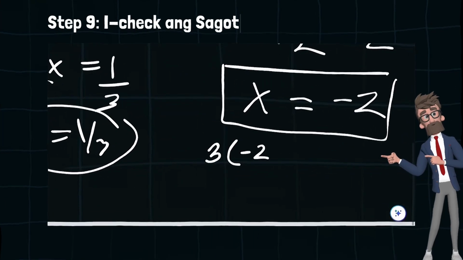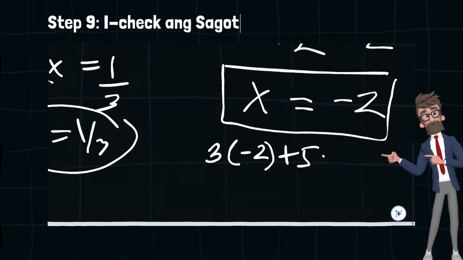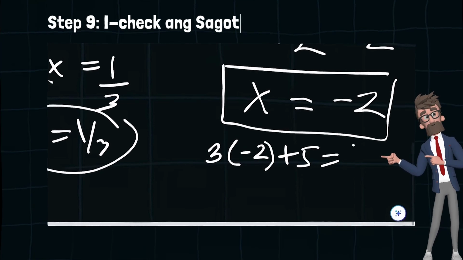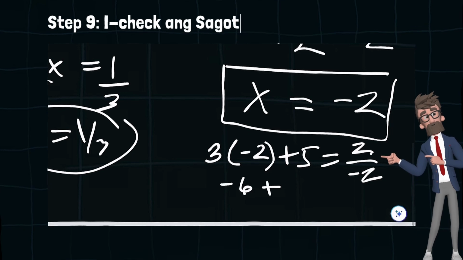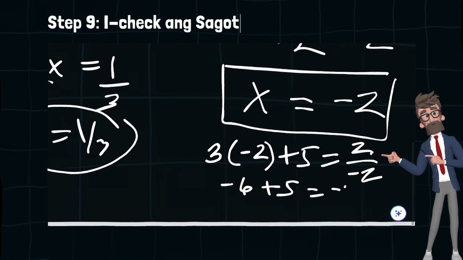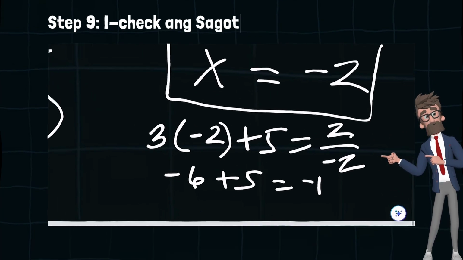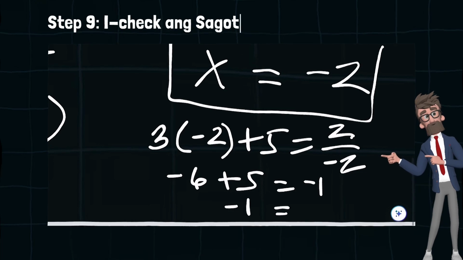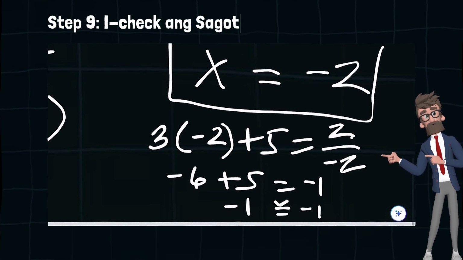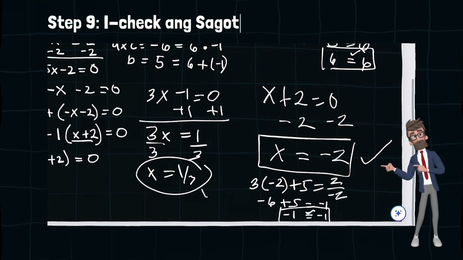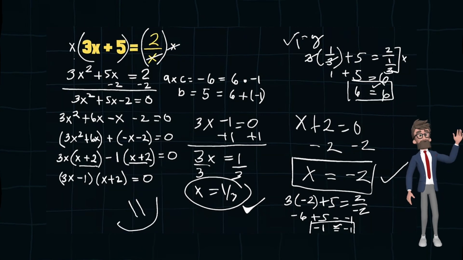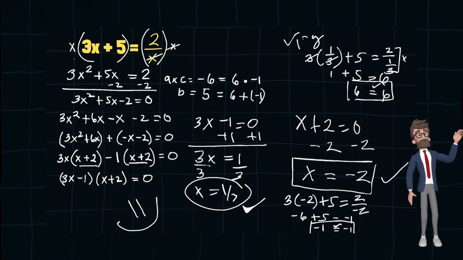This time we have 3 times -2 plus 5 equals 2 over -2. On the left, we have 3 times -2, which is -6 plus 5. Simplifying them, we have -1. On the right, we divide 2 and -2, which gives us -1 as well. Pareho rin ang sides, kaya tama rin ang x equals -2. There you have it. The solutions are 1/3 and -2.